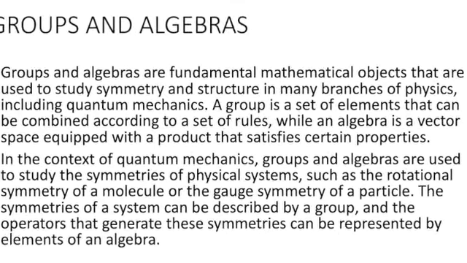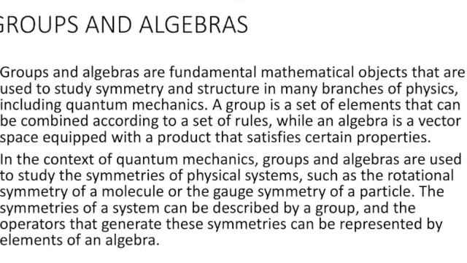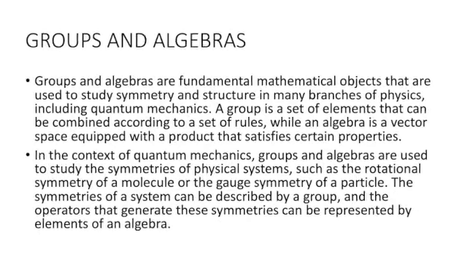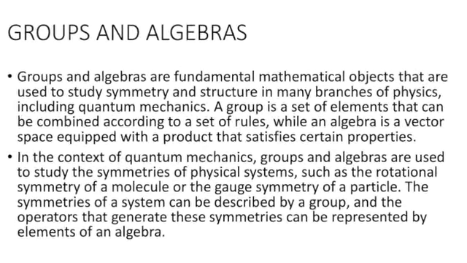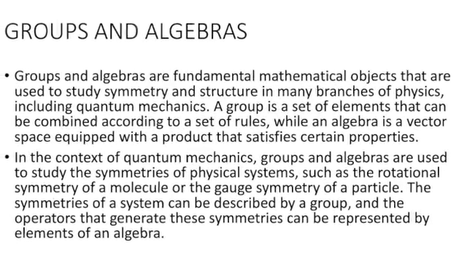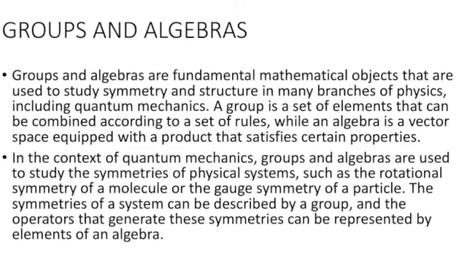Moving on to chapter 1.5, we have groups and algebras. Groups and algebras are fundamental mathematical objects that are used to study symmetry and structure in many branches of physics, including quantum mechanics. A group is a set of elements that can be combined according to a set of rules, while an algebra is a vector space equipped with a product that satisfies certain properties.